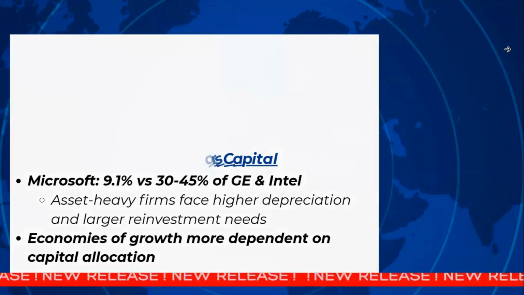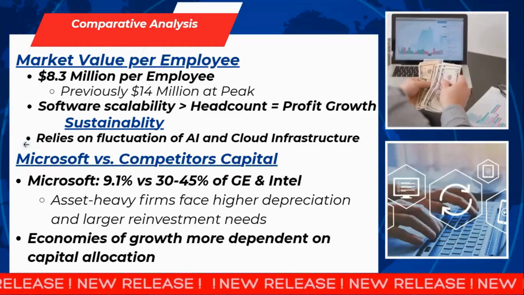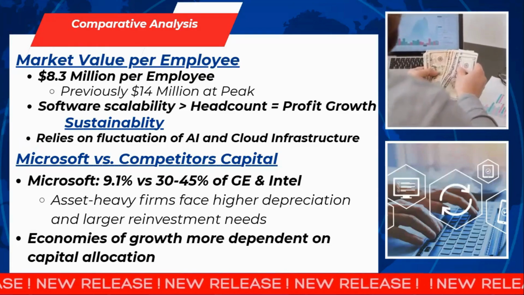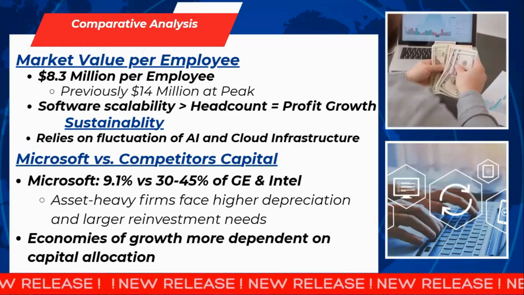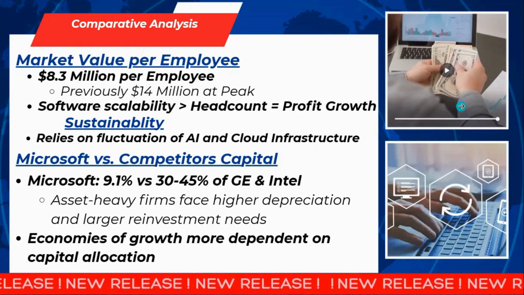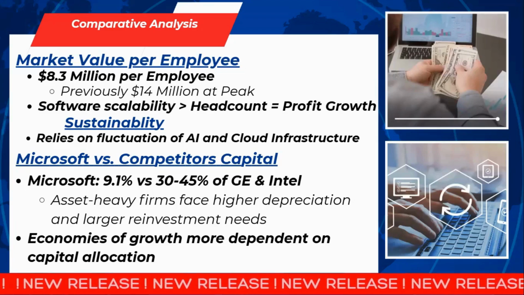And lastly, Microsoft's 9.1 capital intensity gave it a major advantage over other firms like GE and Intel, which require about 30 to 45% of sales in fixed assets. This allowed Microsoft to earn 46% margins while converting growth into free cash flow.